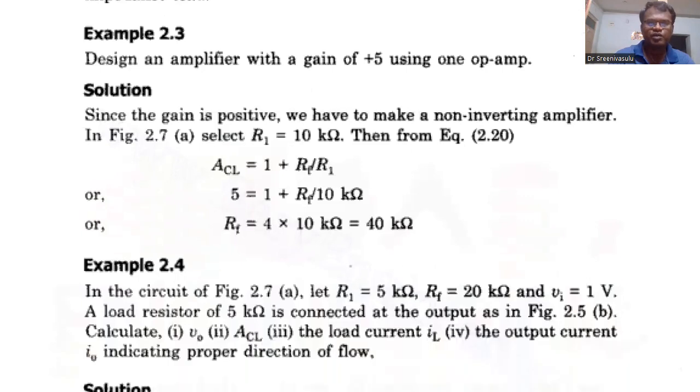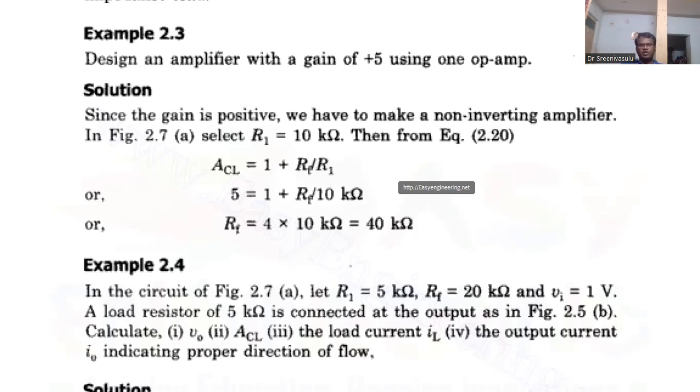You see a simple problem. I design an amplifier with a gain of +5 using one op amp. A gain of +5 means definitely you need to consider a non-inverting amplifier, because there is a positive gain. According to the non-inverting amplifier, the closed loop voltage gain is equal to 1 plus RF by R1. He has given the gain. What is the gain? 5. So 5 is equal to 1 plus RF by R1.